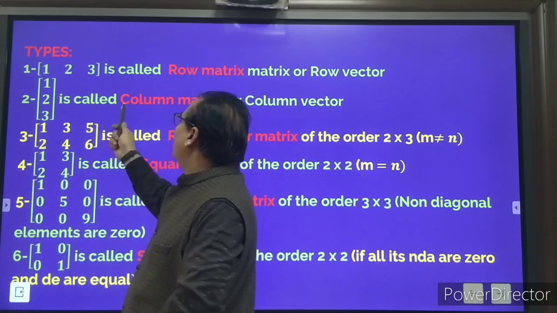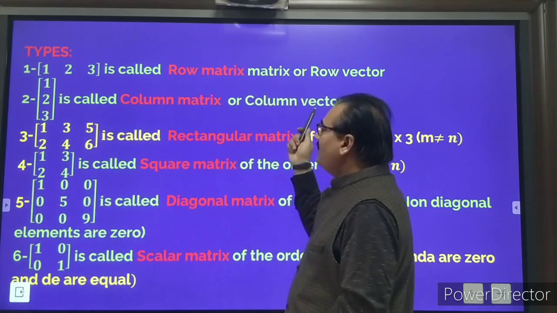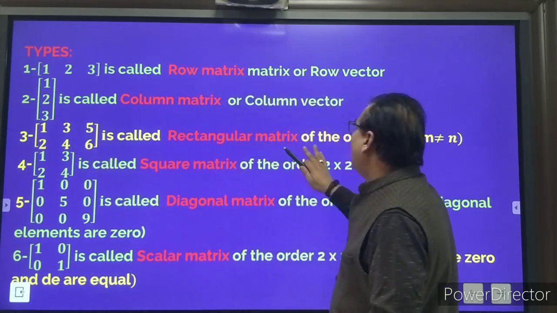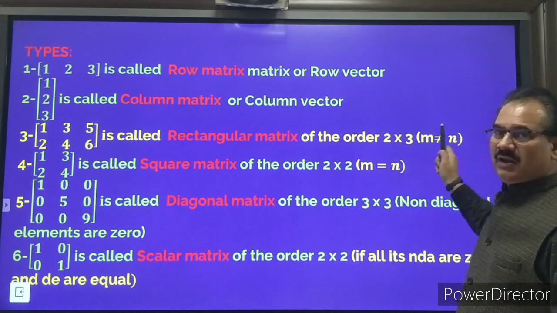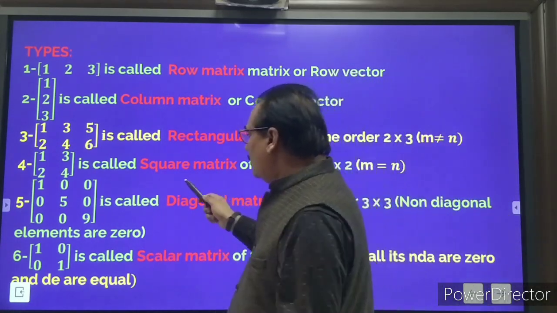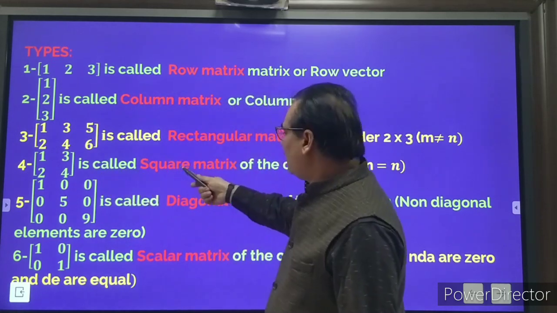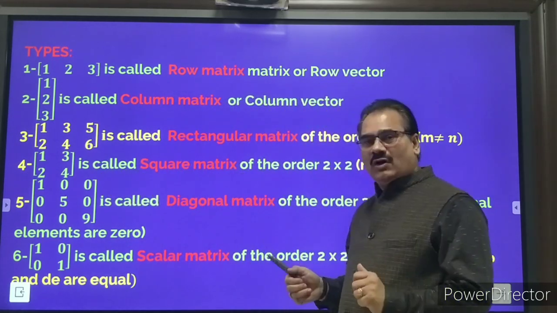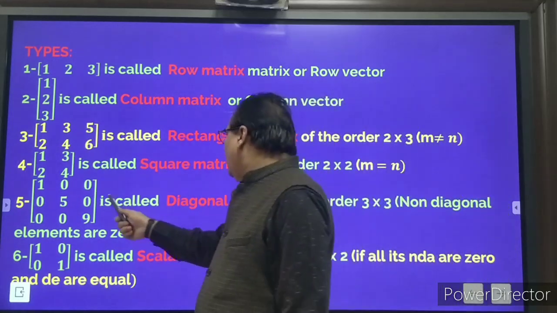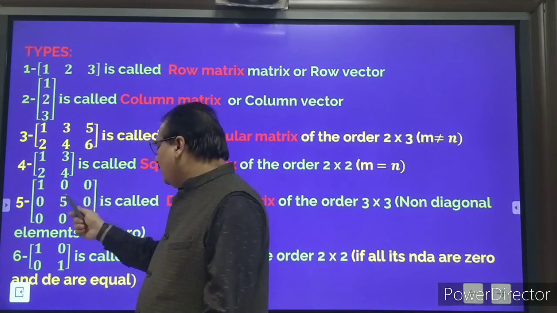So this is called the column matrix or column vector. Here 1, 2, 3, 4, 5, 6 is called a rectangular matrix of the order 2 cross 3, when the number of rows is not equal to the number of columns. And this, of course, as discussed, is called a square matrix, because the number of rows and the number of columns are the same. Here, you look, this is a very beautiful matrix.